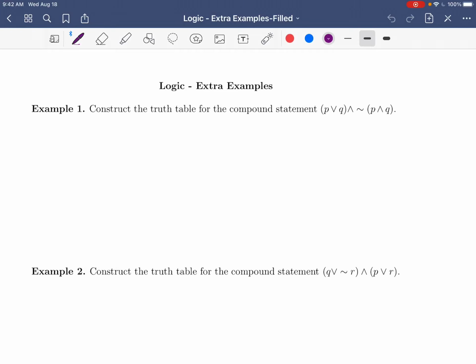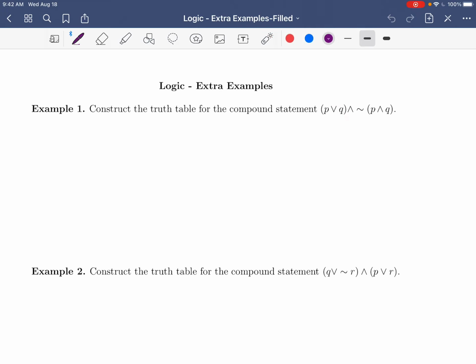In this video, we're going to do a few extra examples constructing truth tables for logic. So let's start with the first one here. We want the truth table for this statement, P or Q, and not P and Q.